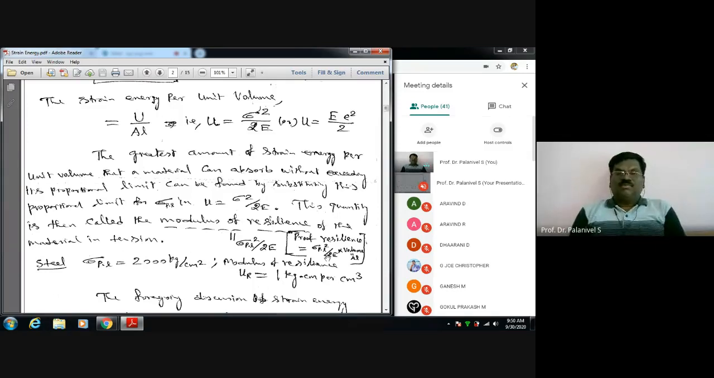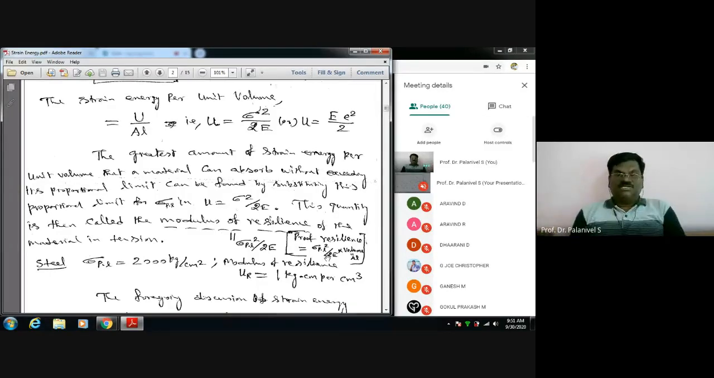Now I have introduced two technical terms to you. One is modulus of resilience, another one is proof resilience. What is modulus of resilience? Modulus of resilience is nothing but the greatest amount of strain energy that can be stored per unit volume of the body without exceeding proportional limit, of the material of the body.